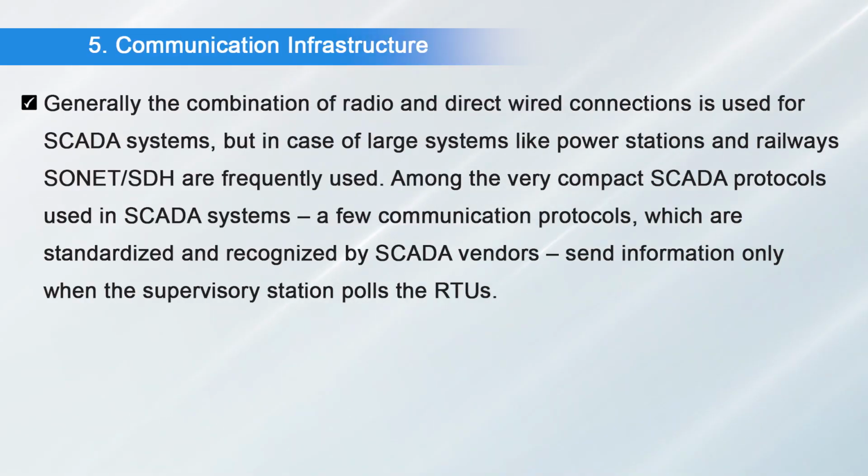Now, the communication infrastructure. Generally, a combination of radio and direct wired connections is used for SCADA systems, but in the case of large systems like power stations and railways, SONET and SDH are frequently used. Among the very compact SCADA protocols used in a SCADA system, a few communication protocols which are standardized and recognized by SCADA vendors send the information only when the supervisory station polls the RTUs.